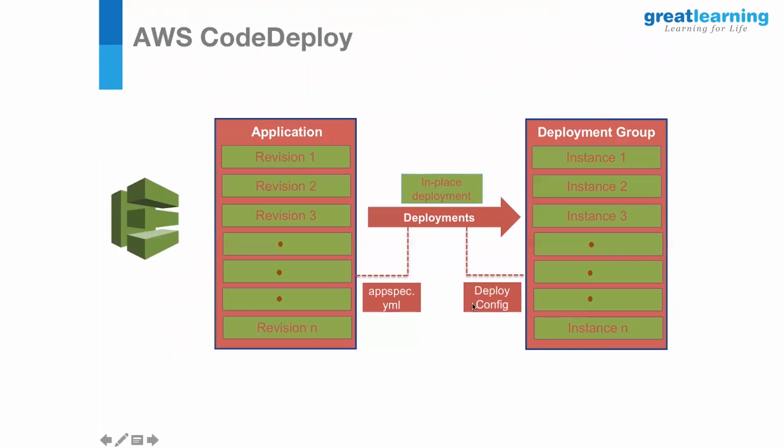And this deploy config plays a vital role here. It has a set of deployment rules that defines the deployment success and failure conditions used by AWS CodeDeploy during the deployment. For example, if your application needs at least 50% of the instances in a deployment group to be up and serving the traffic, you can specify that in your deployment configuration so that a deployment does not cause a downtime.